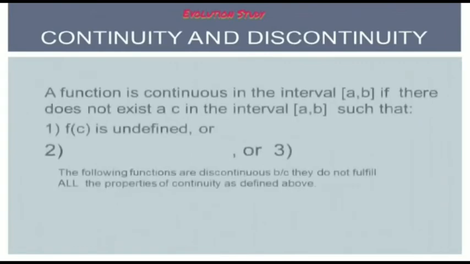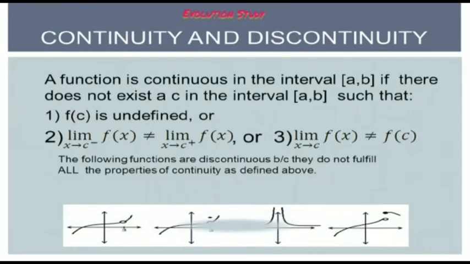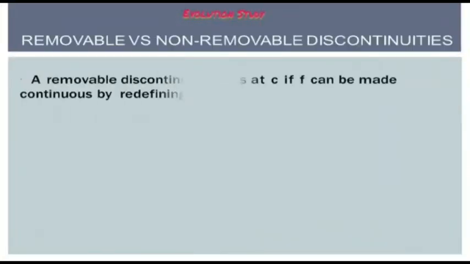Now what is continuity and discontinuity? A function is continuous in the interval [a, b] if there does not exist a c in the interval [a, b] such that f(c) is undefined, or limit x tends to c minus f(x) is not equal to limit x tends to c plus f(x). The following functions are discontinuous. B and C did not fulfill all the properties of continuity as defined above, as shown in the four figures below. Removable versus non-removable discontinuities.